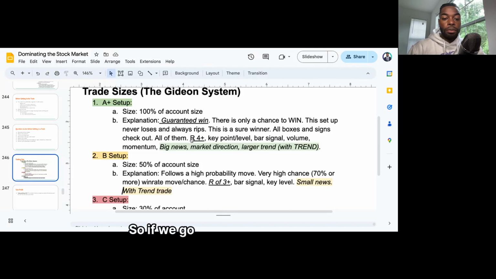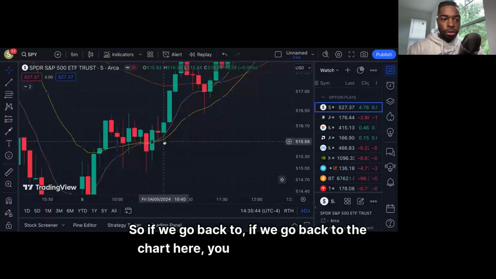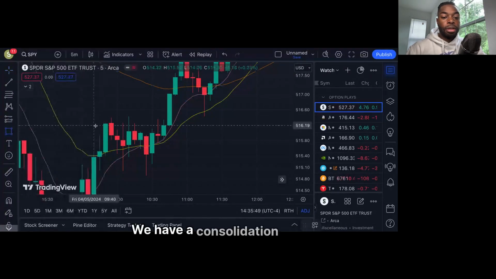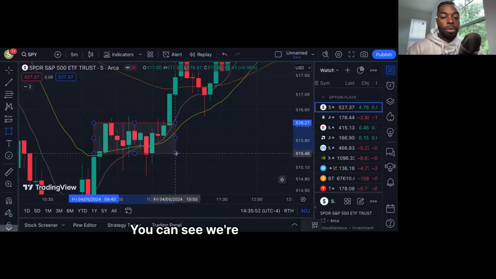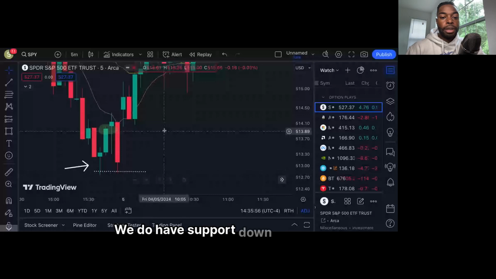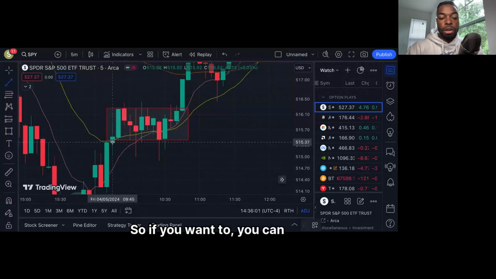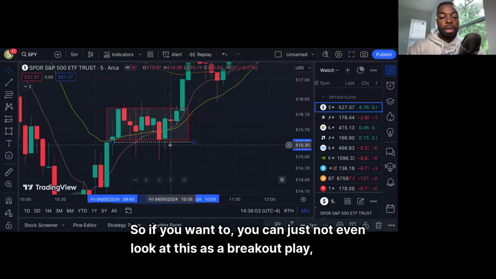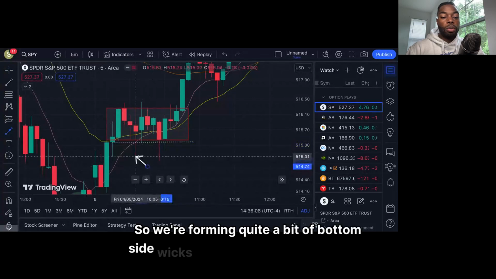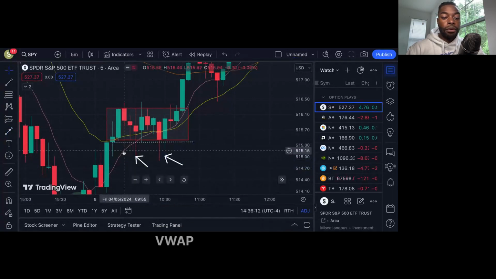Okay, so if we go back to the chart here, you can see this is what I call a breakout play. We have a consolidation breakout play here. You can see we're trading in this pretty nice range. We do have support down here, but then we establish a support here. So if you want to, you can not even look at this as a breakout play, but look at it as support. We're forming quite a bit of bottom side wicks, showing you that buyers are stepping in, sellers are capitulating. VWAP is moving to the upside.